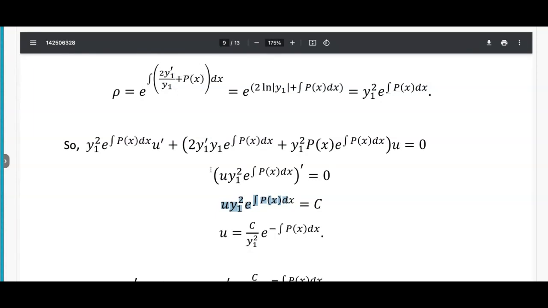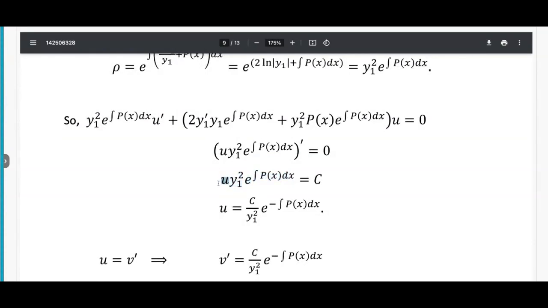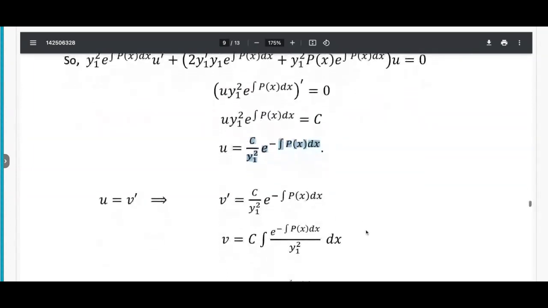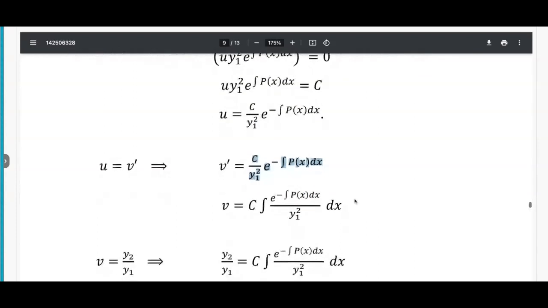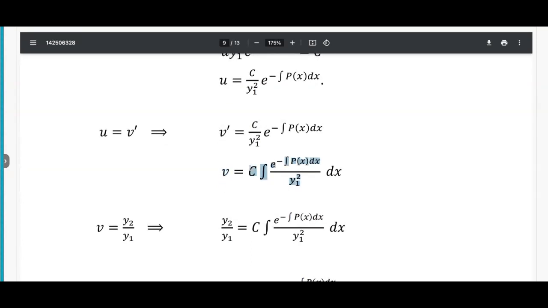So integrate both sides. Integrating this side, the integral of 0 is some constant. Integrating this side, we just have this. Then we solve for u, so u equals this, right? And then we set u as v prime, so that means v prime equals this. We integrate again to get back v, because we want to solve for v. Get this.